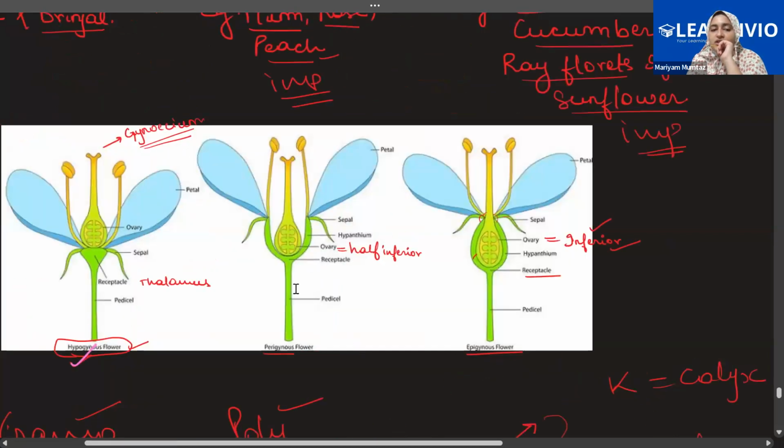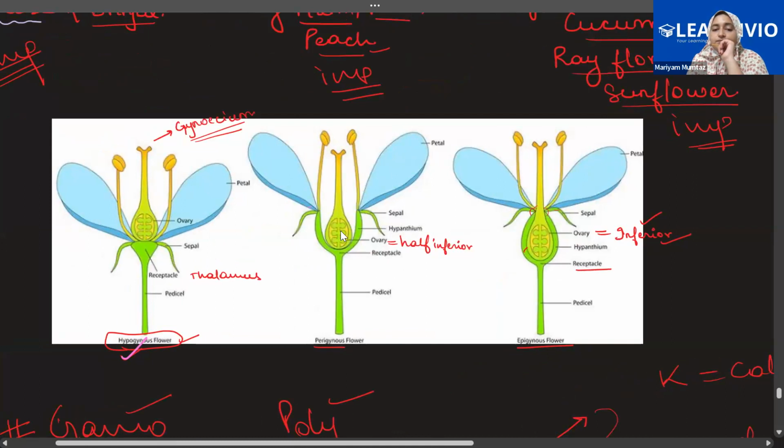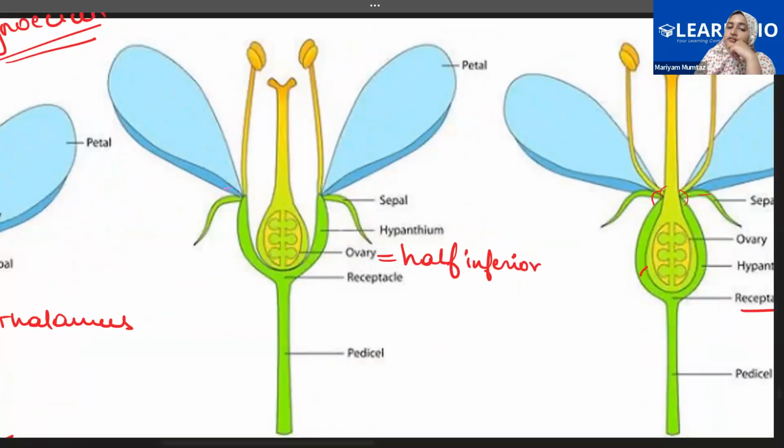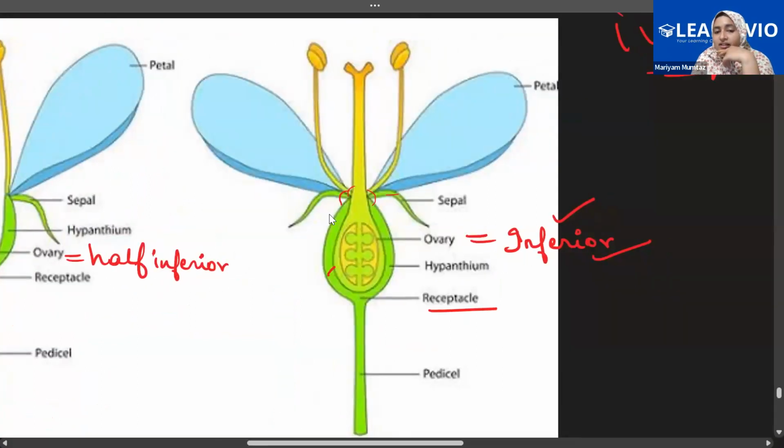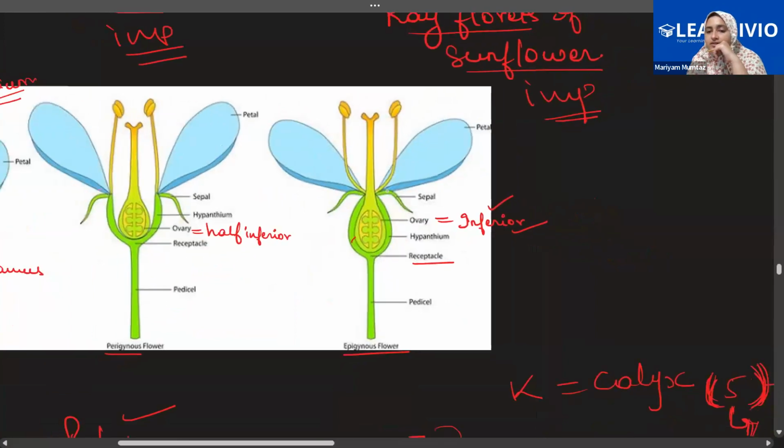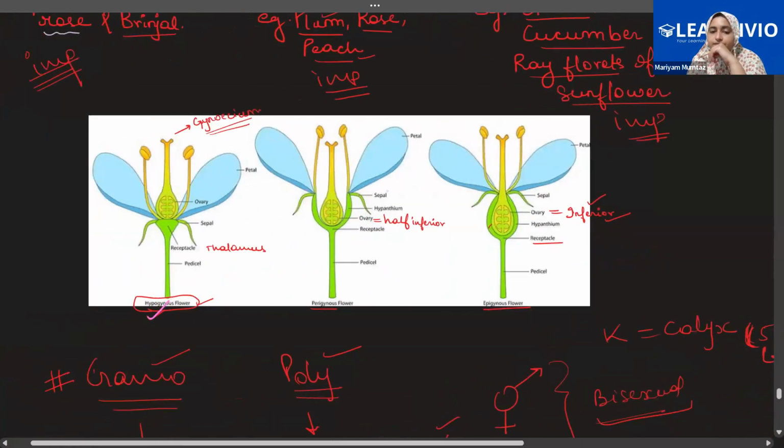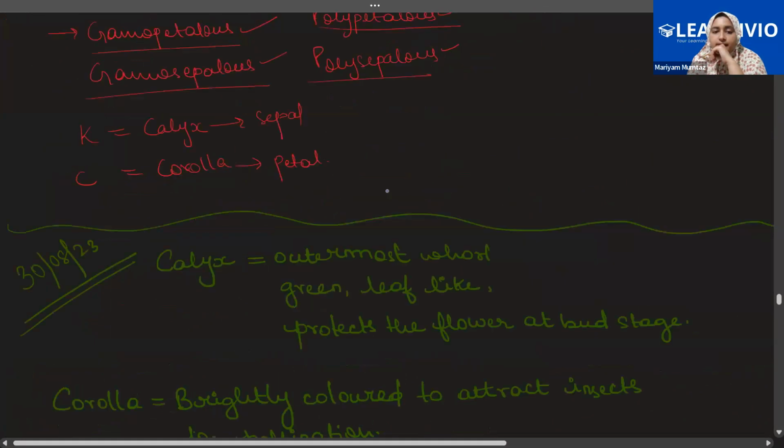See, now let us look at the pictures. Now see, here, all of it is at the same position, right? So that is half inferior ovary. But if you look here, always look at this part, the part where other parts of the flower are coming from. The ovary is deep below and the other parts are above it. So here we call the ovary inferior. Clear, students? Yes, ma'am. All right.